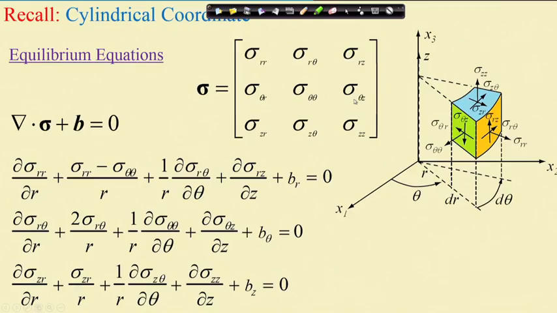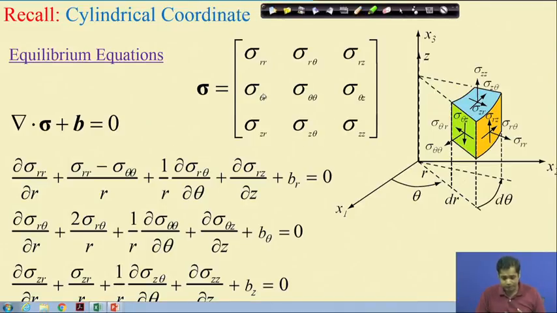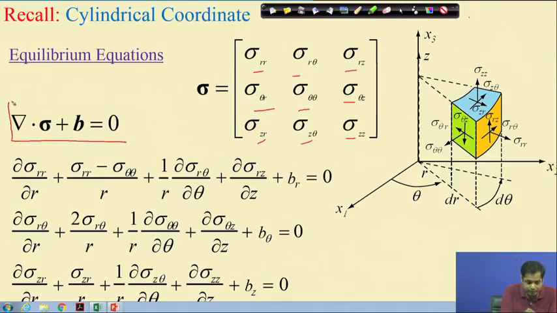Now, if you recall, in cylindrical coordinate system, these are the components of stresses. We have three directions: the r direction, which is the radial direction, then the theta direction, and then the z direction, and these are the different components of stresses in different directions. Irrespective of the coordinate system we choose, the governing equation, del dot sigma plus b body force is equal to 0, will remain the same. Depending on the coordinate system we choose, the expression of del, the components of stresses and the components of b will be different.